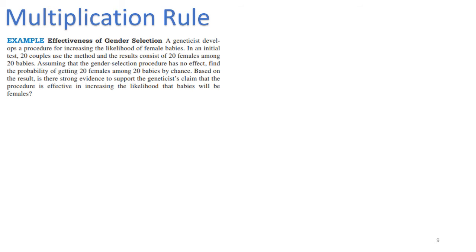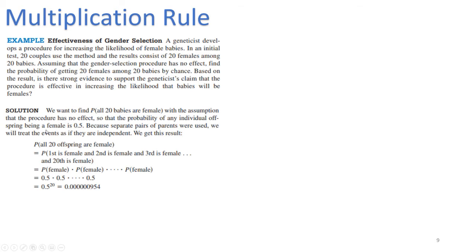So here we have an assumption, and based on this assumption, we want to see what is the likelihood of some observed phenomenon. If the likelihood of that observed phenomenon is very, very small, extremely small, then we're going to reject that assumption. So let's continue here. Essentially, what we're looking for is the probability that all these offspring are going to be female. That is the probability that the first is female and the second is female and the third is female, all the way up to 20.